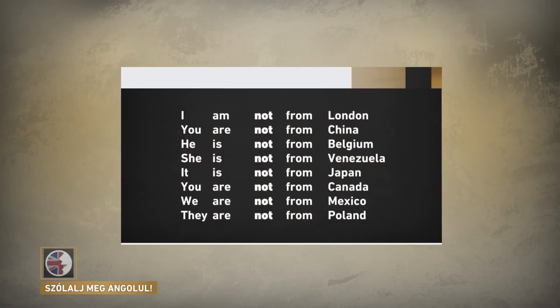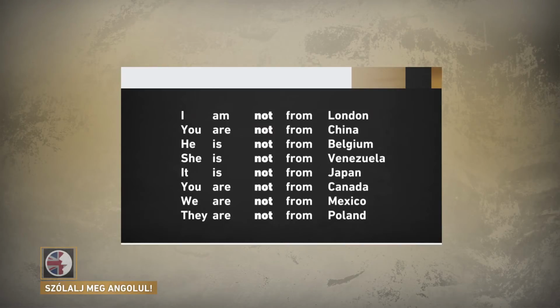Good. Okay, so back to the sentences with where. If we want to make the sentence, I'm from London, negative, what do we do? That's right, we add not after the verb to be. I'm not from London. Great. Easy as pie. Now, let's change the rest of the positive sentences into negative sentences.